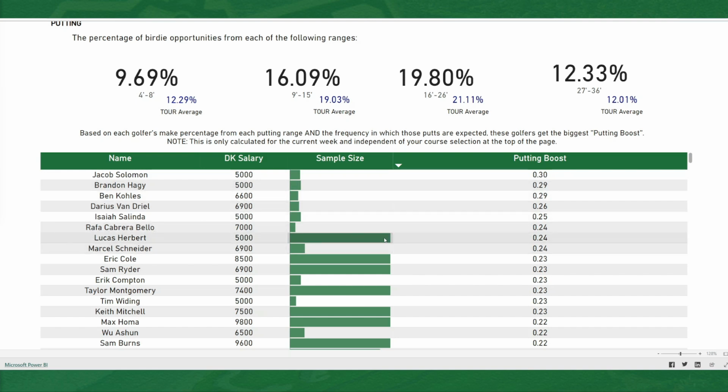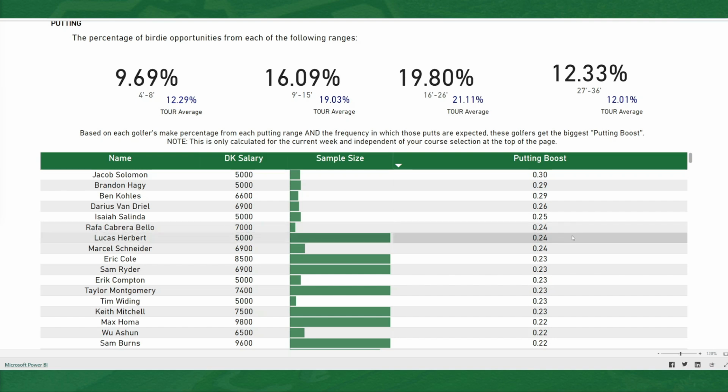Now, Lucas Herbert is getting a quarter of a stroke, 0.24 putting boost. It's the best in this field of guys with a large enough sample size. You'll see there's a lot of guys who don't have a big sample size who are better. That's why I have the sample size integrated into this. So that means that Lucas Herbert, when he gets into these positions from these ranges, outpaces the tour average, combined with the frequency in which we expect him to get there, gives him this level of boost per round. And he's already a very good putter.